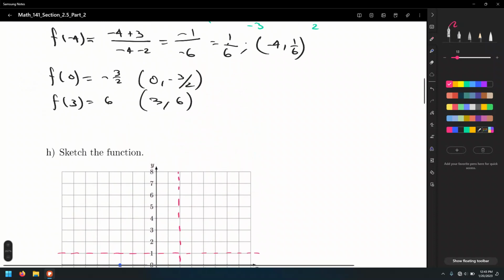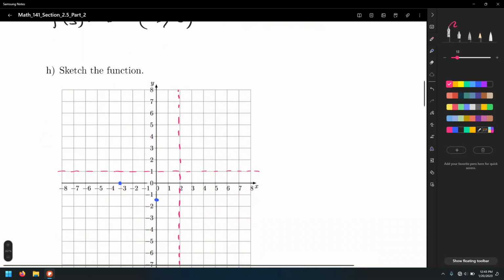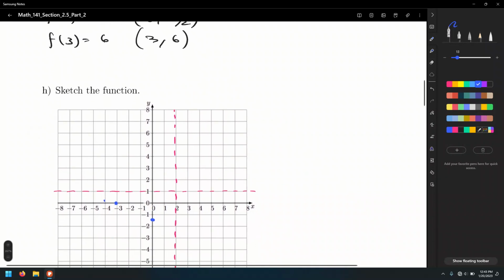These ordered pairs that we got over here: (-4, 1/6), which I'm going to estimate it like over here. And (0, -3/2), well, that's the y-intercept, that's fine. And (3, 6).